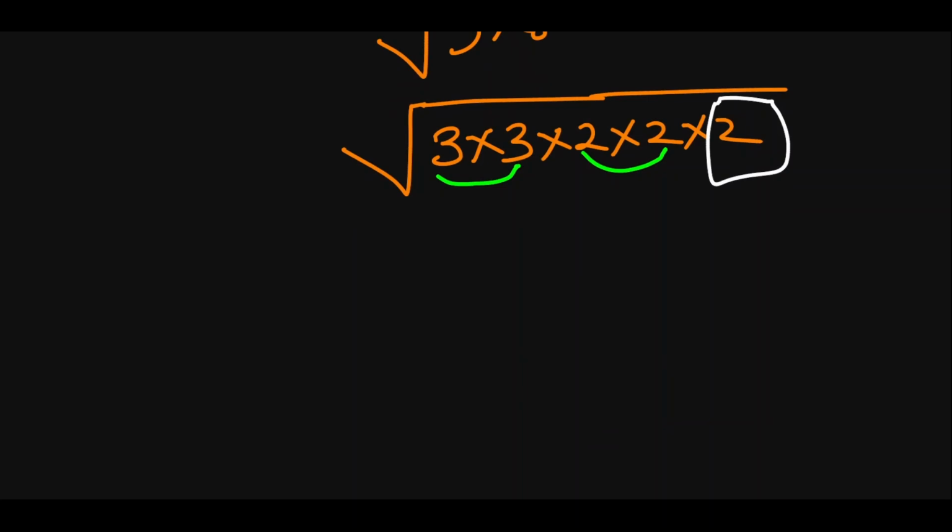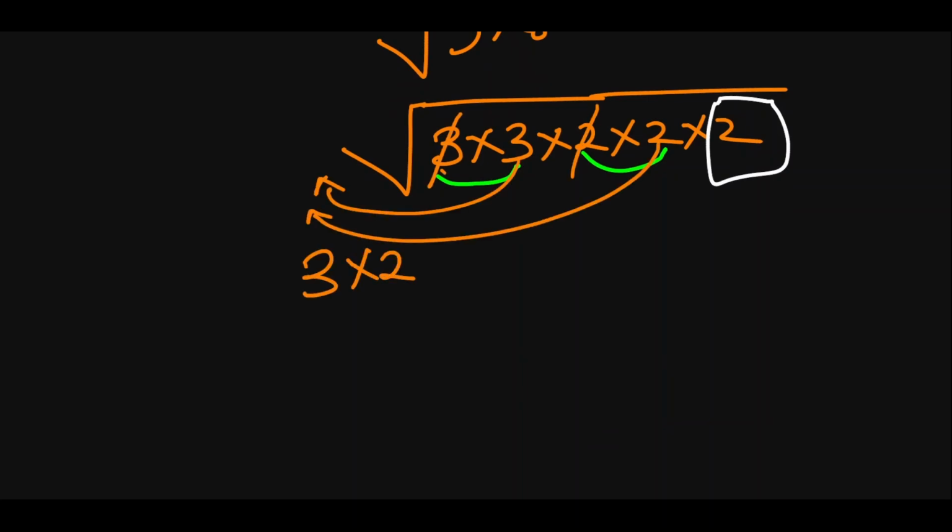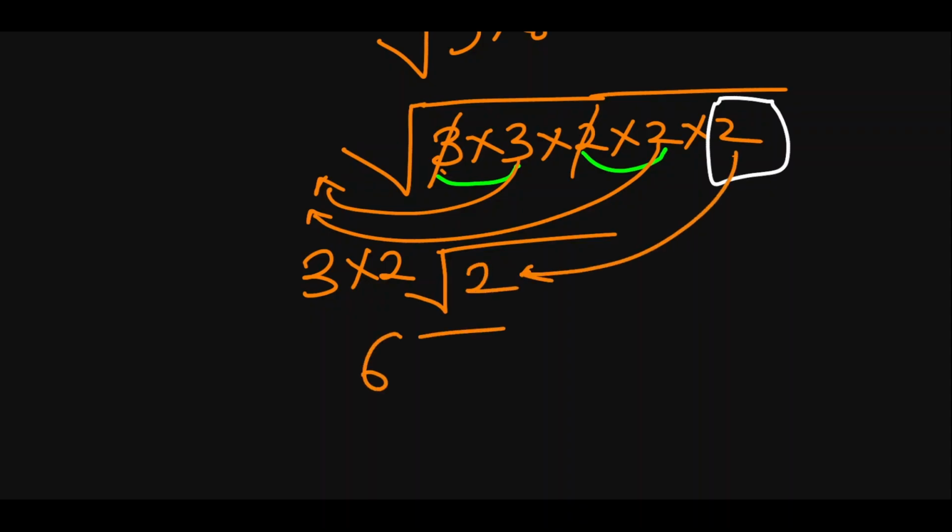This gives us 3 times 2 outside the root. Then what we have left in the root is just this 2 here. So this gives us 3 times 2, which is 6. So this gives us 6 root 2. So this is how prime factorization works.